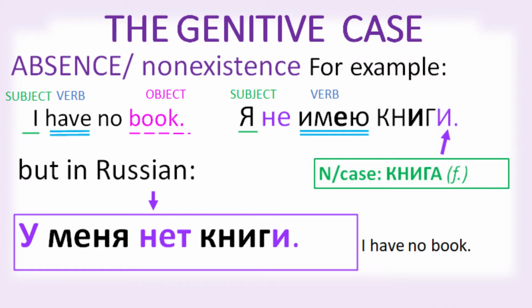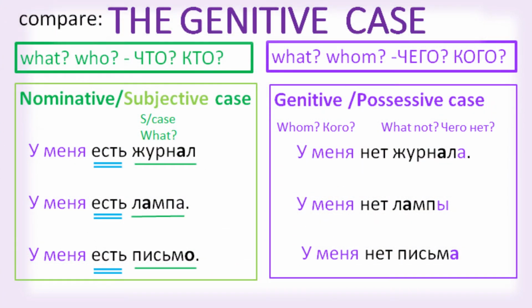I have no book. Literally, it can be translated as, Я не имею книги, but in colloquial Russian, use the construction У меня нет книги. Compare the nominative subjective case with the genitive possessive case. Here is the pattern. Use the nominative case to say you have something: У меня есть. Use the genitive case to state the negative, that you have not something: У меня нет.